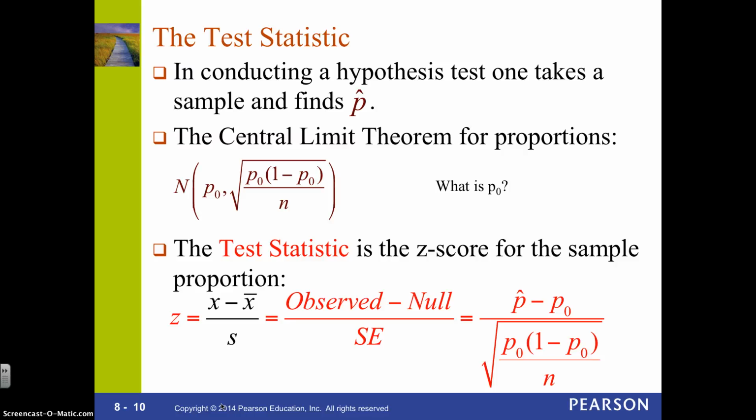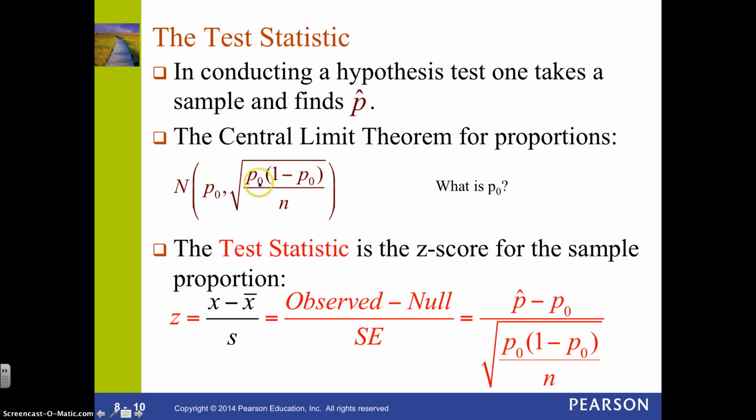Okay, so in conducting a hypothesis test, one takes a sample and then you just find p hat. If you remember the central limit theorem for proportions, it says that the distribution of sample proportions is normally distributed, and its mean will be whatever the population proportion is, and its standard deviation will be the square root of the population proportion times 1 minus the population proportion, divided by n.